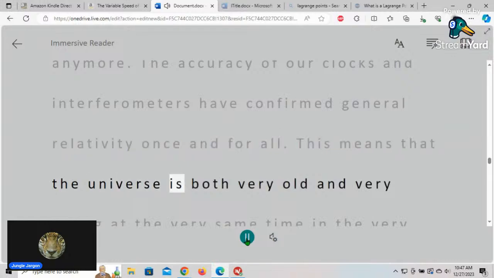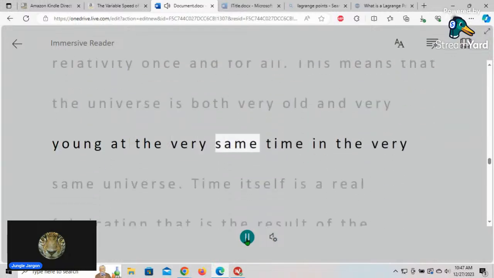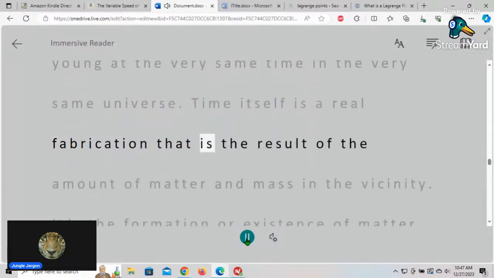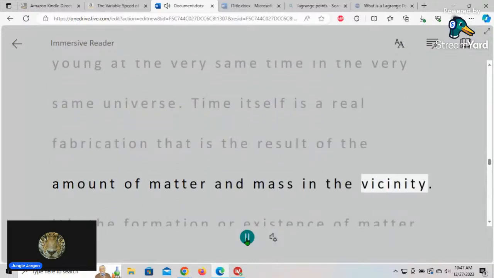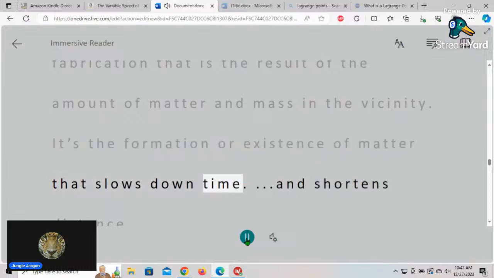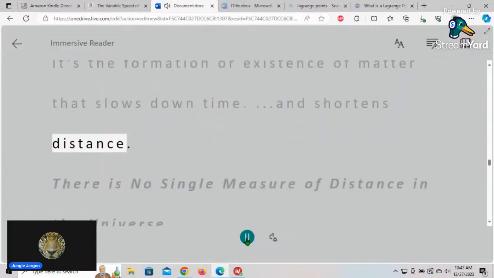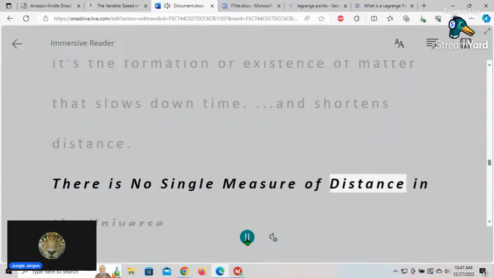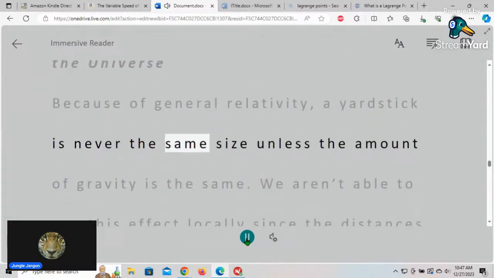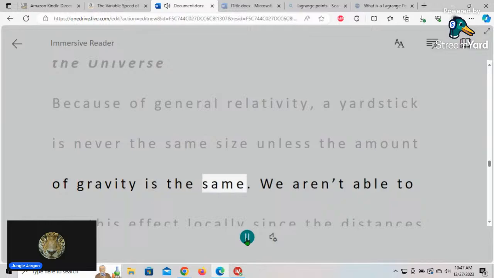This means that the universe is both very old and very young at the very same time in the very same universe. Time itself is a real fabrication that is the result of the amount of matter and mass in the vicinity. It's the formation or existence of matter that slows down time and shortens distance. There is no single measure of distance in the universe. Because of general relativity, a yardstick is never the same size unless the amount of gravity is the same.